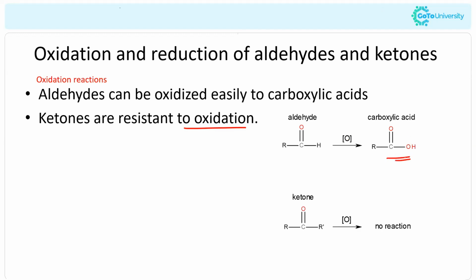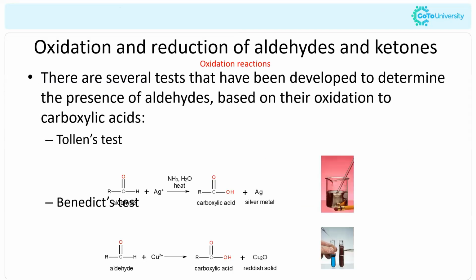Secondary alcohols produce ketones directly, and these ketones cannot undergo further oxidation. So ketones are resistant to oxidation. That is also important. Now we have several tests to determine the presence of aldehydes and ketones. The first one is the Tollens test and the second one is the Benedict's test. These are usually used to distinguish between aldehydes and ketones.